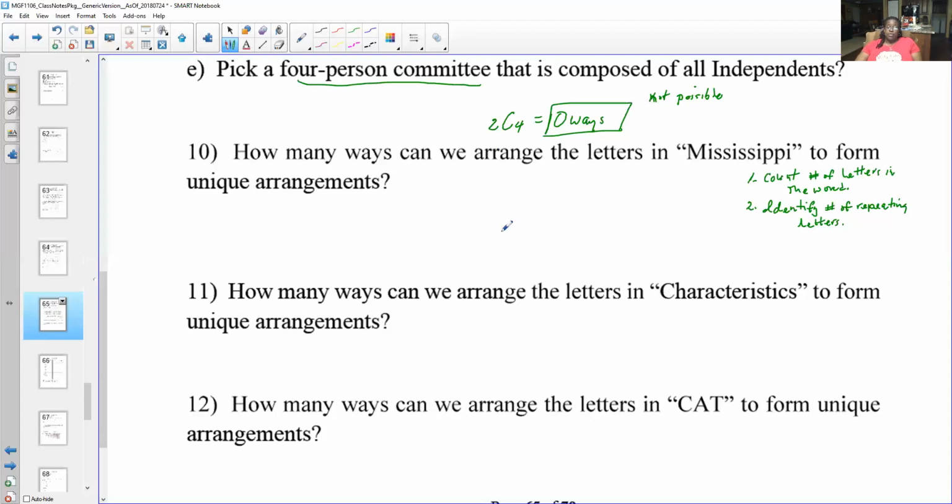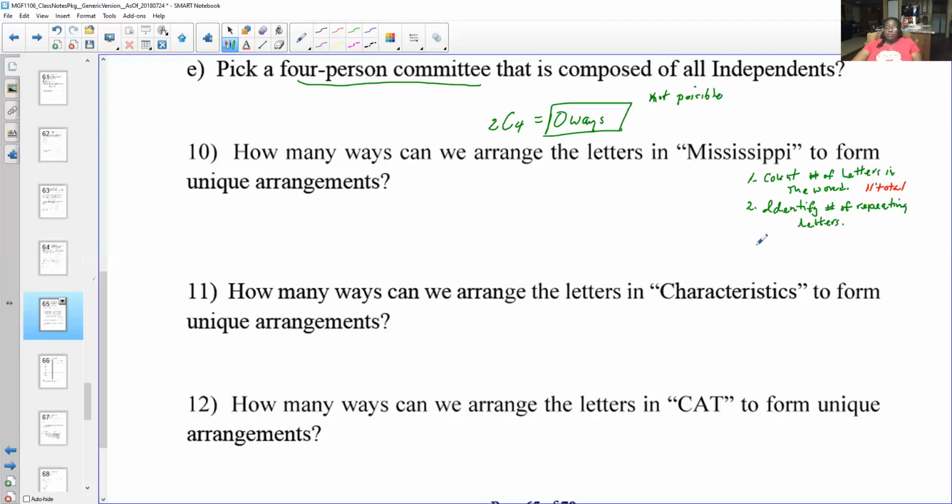So here we go. Let's count. So we have Mississippi. How many letters do we have in the word? 1, 2, 3, 4, 5, 6, 7, 8, 9, 10, 11. So we have 11 total. Let me use a different color. Let's use this color. So we have 11 total.